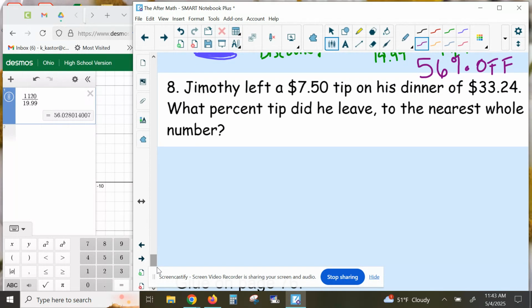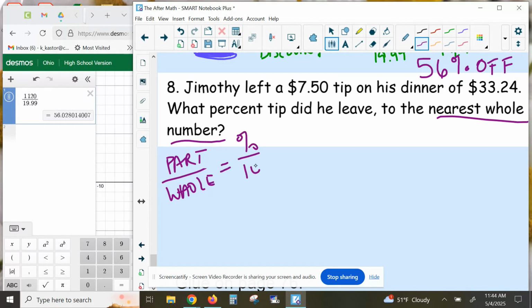All right. Jimothy left a $7.50 tip on his dinner of $33.24. What percent tip did he leave to the nearest whole number? Nearest whole number. Okay, so let's do the part over the whole equals the percent over 100. Part over whole equals percent over 100. Okay, so what is the part and what is the whole? 7.50 was left out of 33.24.